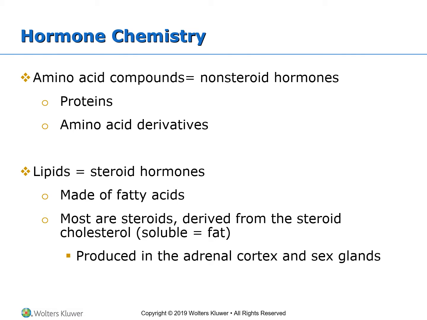An example for those is pretty much all the hormones, with the exception of the adrenal cortex and the sex glands hormones. The steroid hormones are derived from the steroid cholesterol. So they are a lipid type. They are made out of fatty acids. Most of them are those that are related to the adrenal cortex and the sex glands, and they can be recognized by the ending sterone, progesterone, and so forth when they are related to the sex hormones.